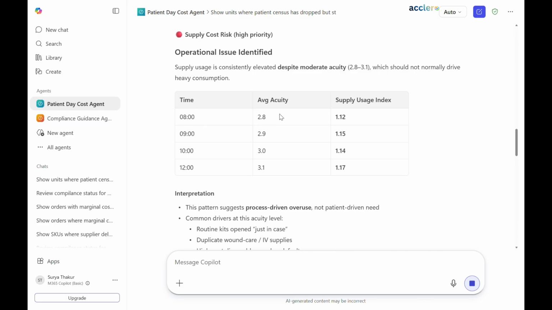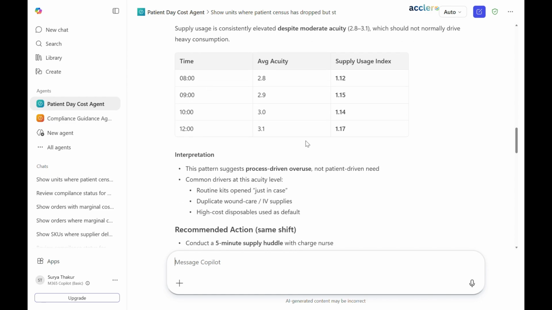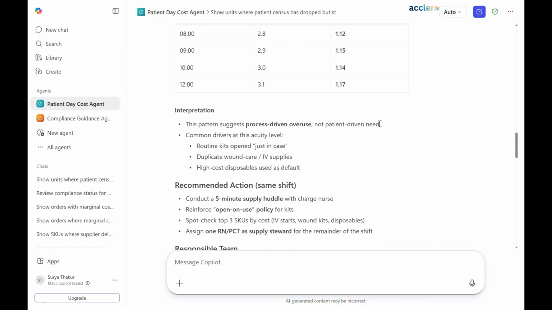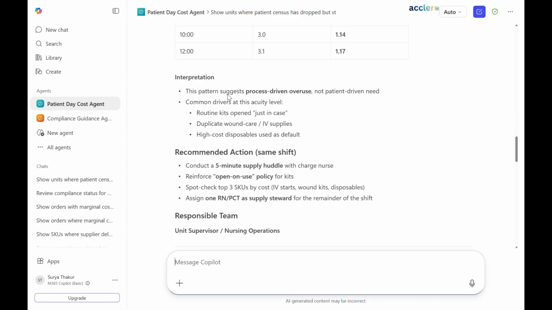Time 8 o'clock, average acuity is 2.8 and supply usage index. These are all the other timings and average acuity and supply usage indexes. So we can interpret this pattern suggests process-driven overuse, not patient-driven need.